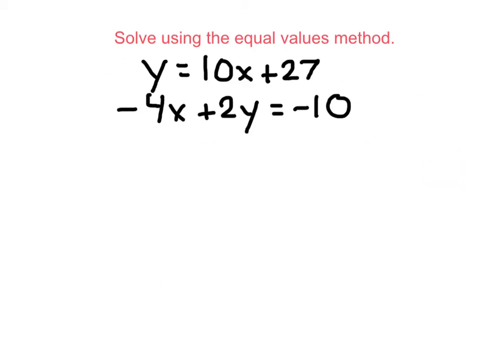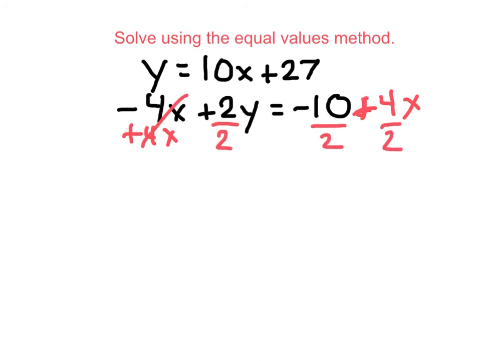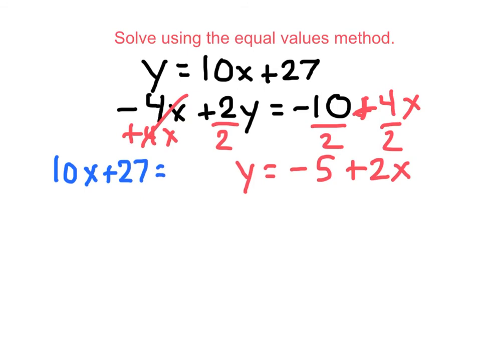All right, we have one more. Let's go ahead, and the second equation we need to solve for y. So we're going to add 4x to both sides, then divide both sides by 2. So we get y equals negative 5 plus 2x. All right, let's set the equations equal to one another. 10x plus 27 equals negative 5 plus 2x.